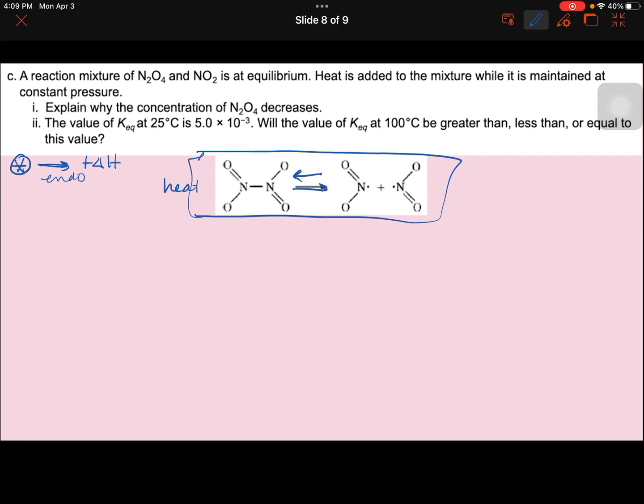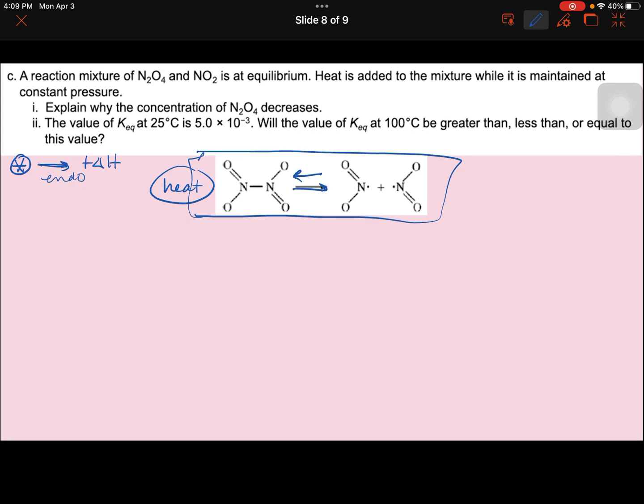So I'm just going to write heat over here on the left-hand side. Heat is added to the mixture while it's maintained at constant pressure. So that means we have a container with a movable piston. It can expand. Explain why the concentration of N2O4 decreases.